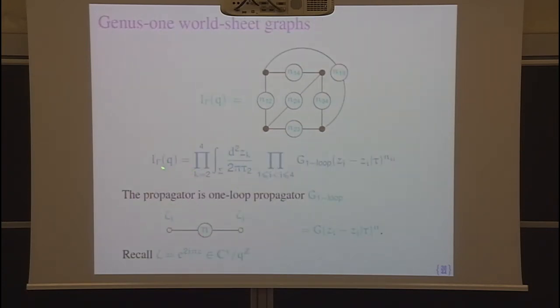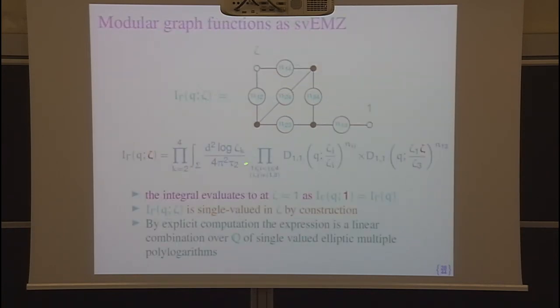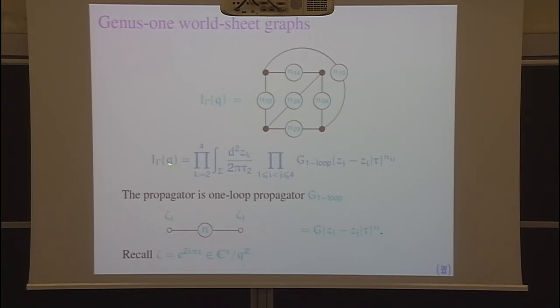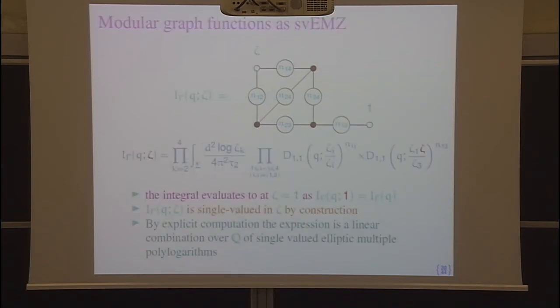So clearly that object, if I integrate over z, is only a function of tau. So what I can do is that, by using translation invariance, I can introduce a fictitious point on my torus, then make zeta a variable. So this is a function on my torus. And when zeta equals 1, I'm back to that object.